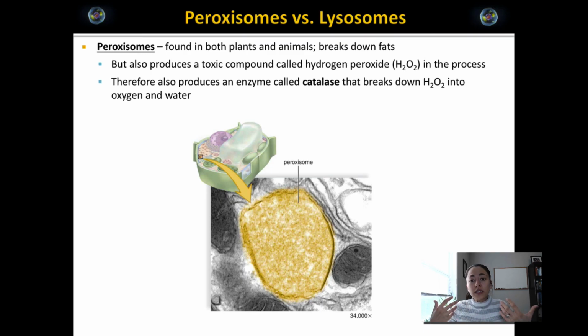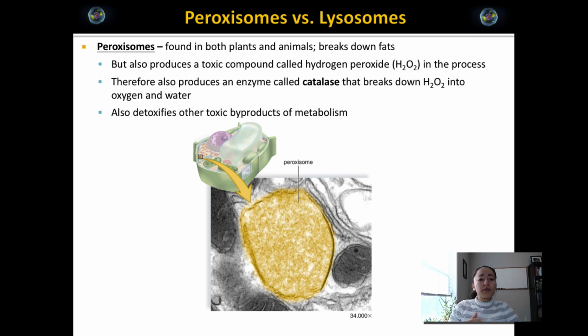So in order to deal with this problem where the peroxisomes produce hydrogen peroxide while breaking down fats, they also produce an enzyme called catalase. And you will be doing an entire lab on catalase in the future. What this catalase enzyme does is break down hydrogen peroxide into oxygen and water. So it can take this toxic byproduct and break it down into non-toxic compounds. Another role that peroxisomes have is detoxifying other toxic byproducts of metabolism.